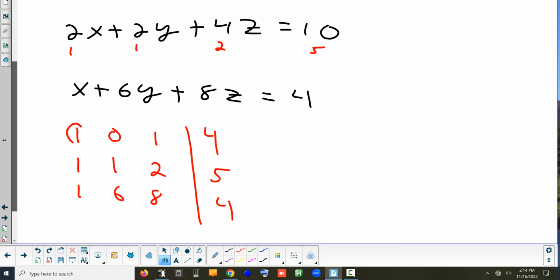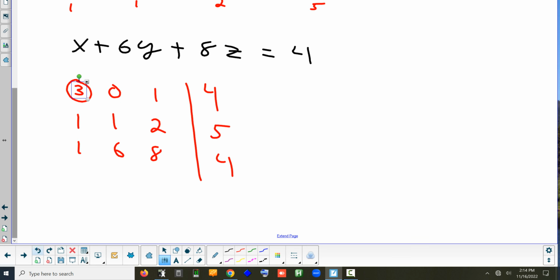First step, get a 1 right there. Done. So we don't have to worry about that. If I didn't have a 1 there, let's say that was a 3. What I would do with this step is I would just swap rows 1 and 2. Because if I swap them, then I can get a 1 here without really doing any work. Okay. But this time, it already was a 1, so we're good.